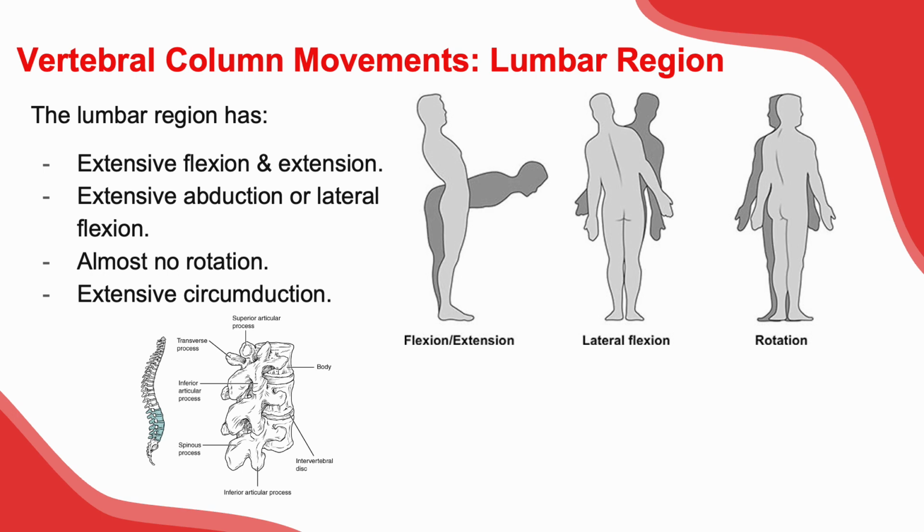While the lumbar region has extensive flexion and extension, extensive abduction or lateral flexion, no rotation whatsoever, and extensive circumduction. We can see that the extensive flexion and extension come from the shape of the articular processes, because they are somewhat on top of each other, which allows for the flexion and extension to occur, but they do not allow for the rotation to occur.